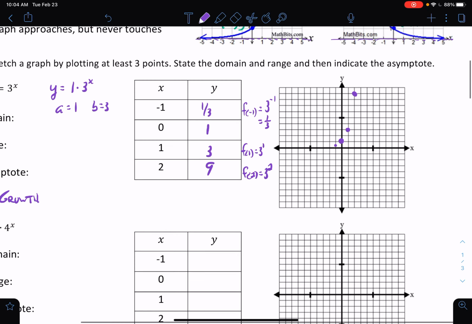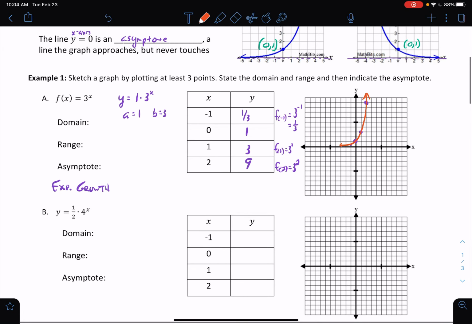Now all I have to do is connect these. We'll get a different color. I'll connect these, and this is getting closer and closer to 0 without ever touching. So we have a couple points there, and we connected them in that exponential curve. The domain is going to be negative infinity to infinity, or all reals. The range is going to be 0 to infinity. And the asymptote here is the line y equals 0. It's never going to touch 0.